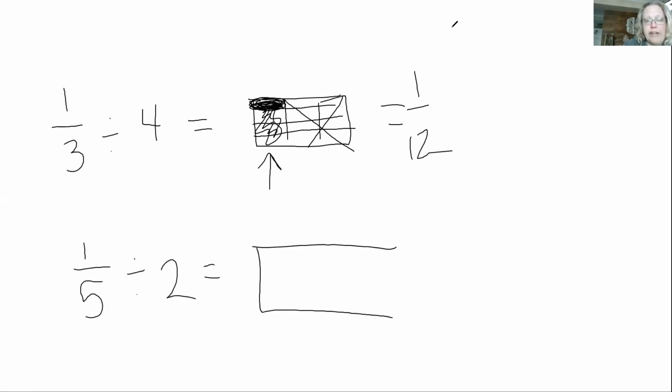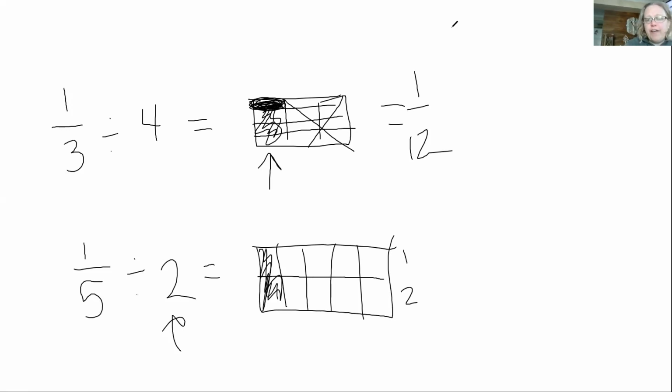First of all, I'm going to break it into fifths. 1, 2, 3, 4, 5. I want to divide it into 2 pieces, so I'm just going to draw a line here down the center. So now I have 2 rows that I made. And since I was talking about 1/5, this was the original amount that I had of 1/5.